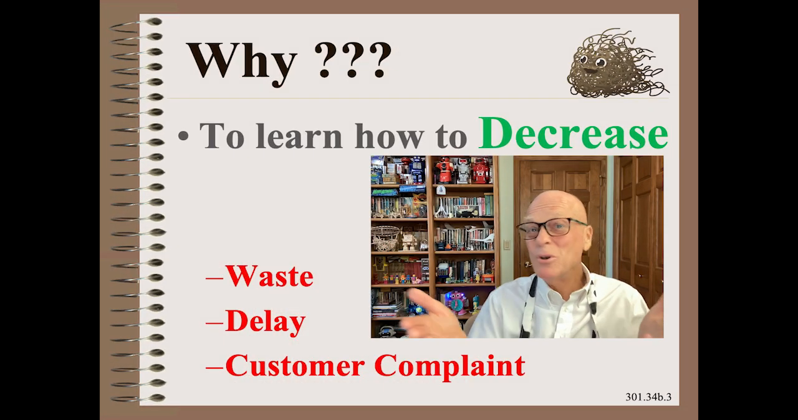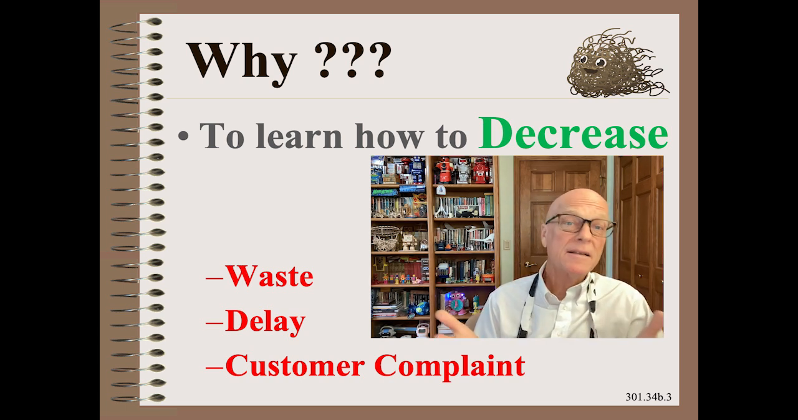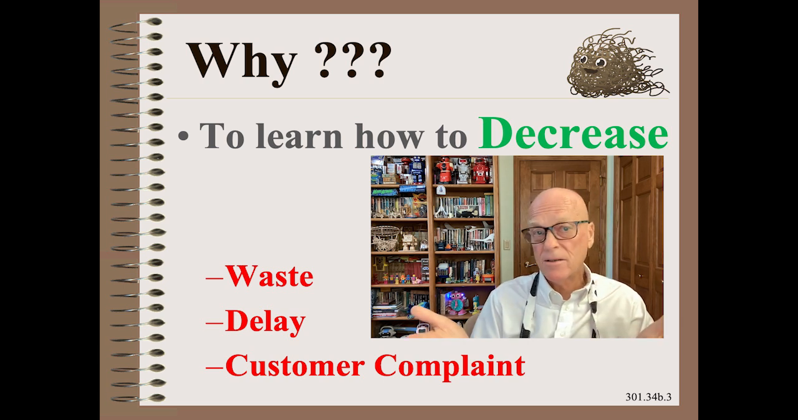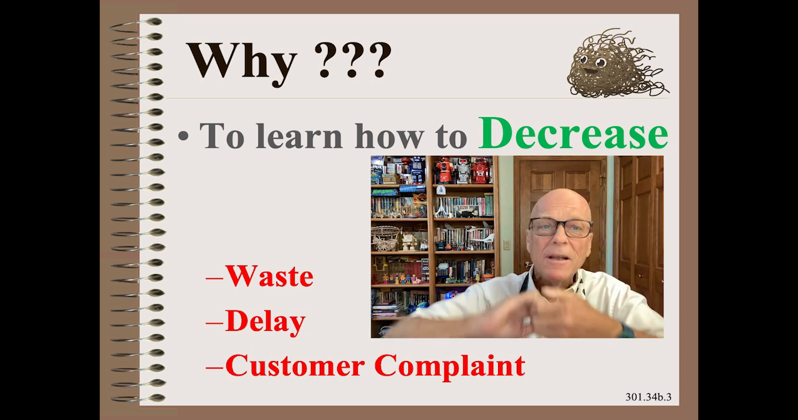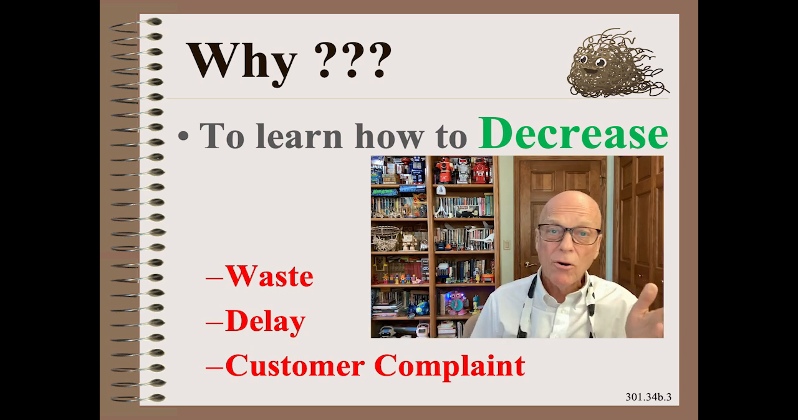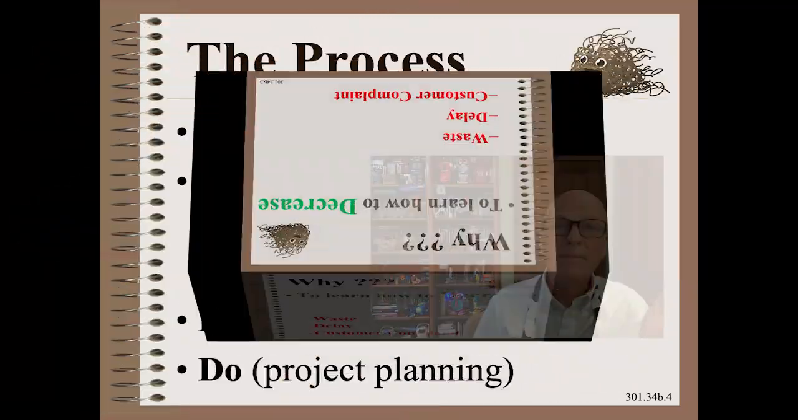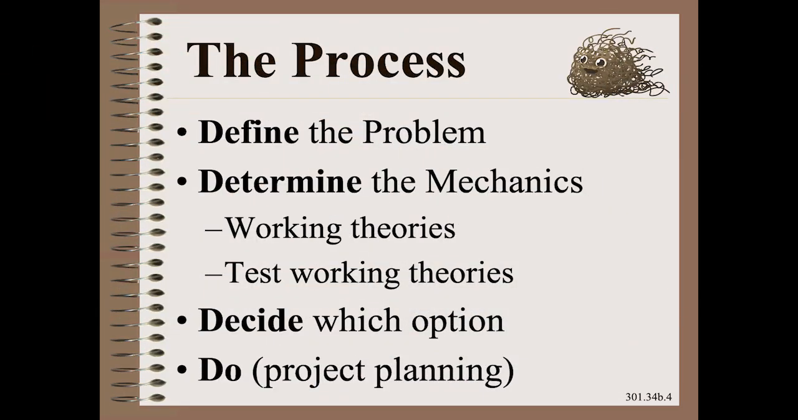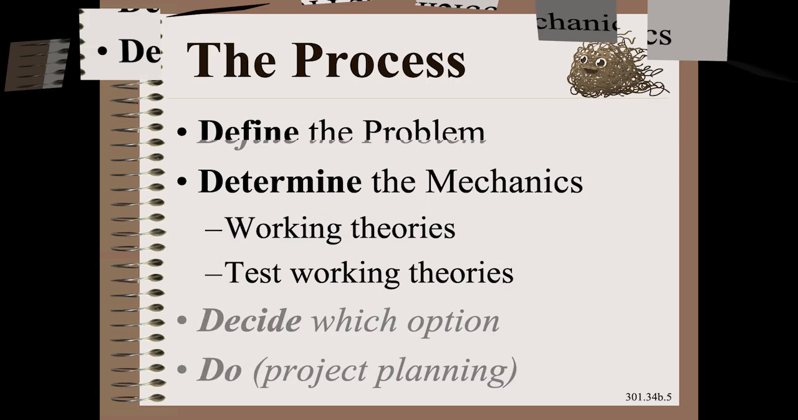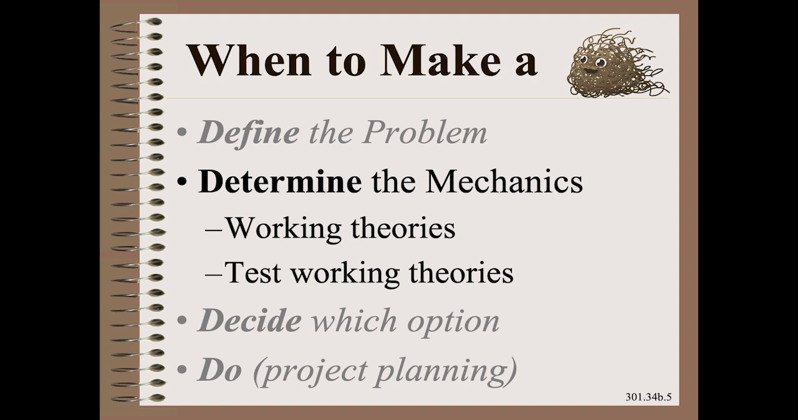So, why in the world would you want to make a mess? Simple. It is to learn how to decrease waste, delay, and customer complaint by understanding the connection between process settings and desirable or undesirable outcomes. The general troubleshooting process involves 4 steps, as I teach in my industrial problem-solving course and books. They are define, determine, decide, and do. The best time to make a mess is in the determine segment of the problem-solving process. Here, we want to generate and test working theories on the mechanics of how the mess is made.